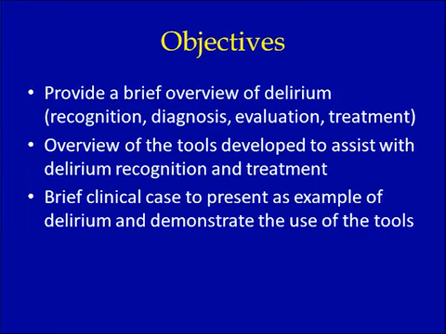The purpose of this case-based mini-lecture is to discuss how delirium can cause agitation in patients with dementia and to help you to understand the assessment and management of delirium. I will provide a brief overview of delirium, which will cover recognition, diagnosis, evaluation, and treatment. Once we all have a basic understanding of delirium, I will discuss how the pocket guides can be used to assist with both delirium recognition and treatment. As in the other mini-lectures, I will use a clinical case to assist in both the understanding of delirium and to demonstrate the use of the pocket guides.